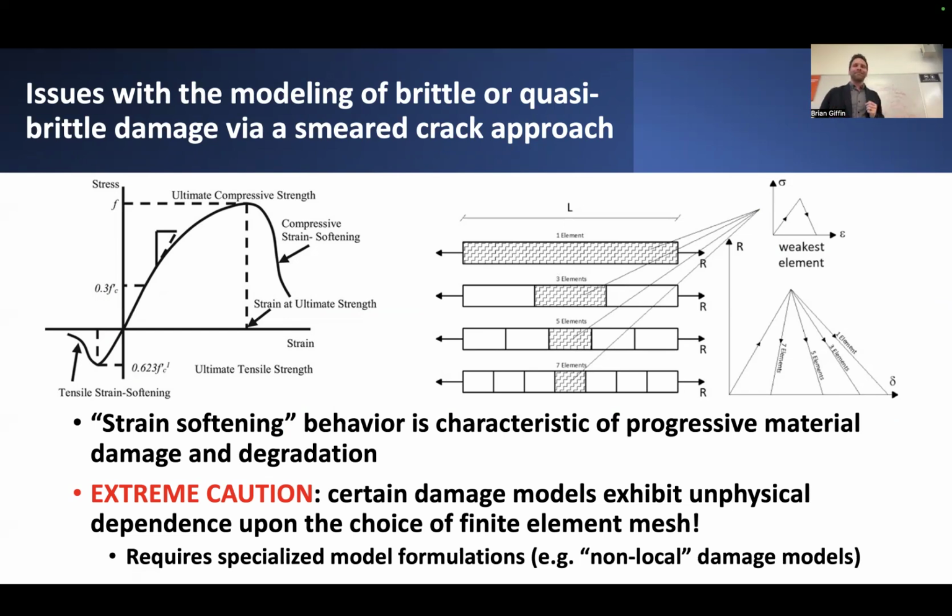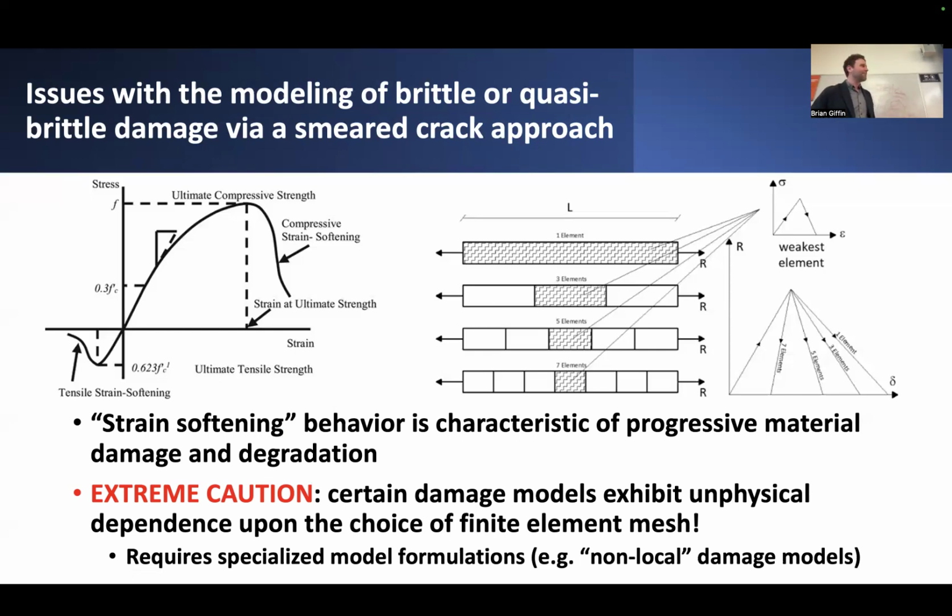Well, that would be nice, but unfortunately, it's really not. Your answers will still be sensitive to the choice of your mesh. So this is unfortunately the consequence of trying to use these continuum damage approaches. And there are specialized ways that you can deal with this. Sometimes people have developed things like non-local damage models to try to deal with this. There's phase field models of fracture, which is a slightly different approach, gradient inelastic damage models and things like that.